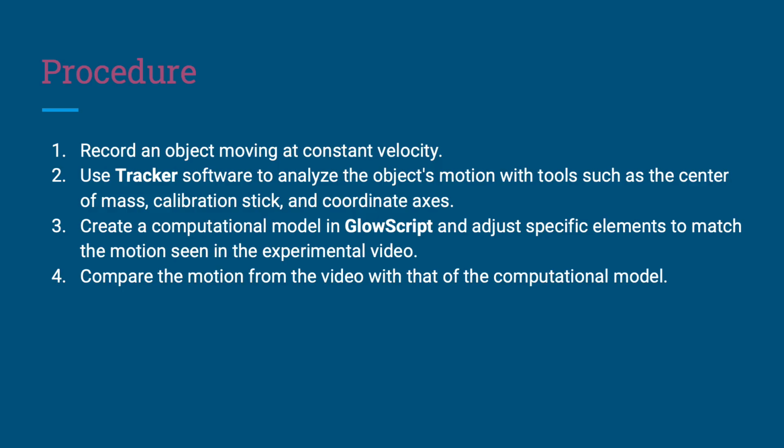The procedure began by recording a soccer ball rolling at a roughly constant velocity. I then used Tracker software to mark the center of mass, add a calibration stick for scale, and set up coordinate axes. After collecting experimental data, I built a computational model in GlowScript. There, I programmed the ball to move with the same initial conditions and no net force. Finally, I compared the graphs from the video and the simulation to see how closely they matched.